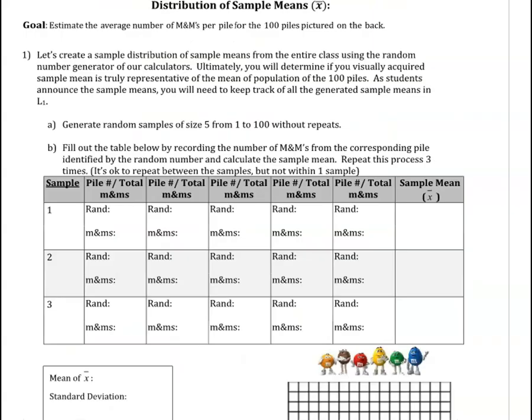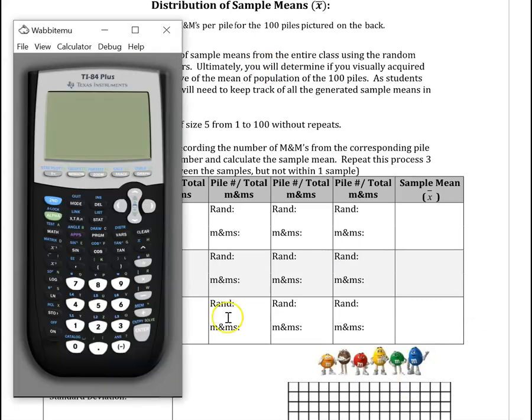So if I go back to my notes here, that's what this is all explaining. Okay, so let's create a sample distribution of sample means from the entire class using our random number generator from our calculators. So ultimately, you will determine if you visually acquired the sample mean is truly representative of the mean of the population of the 100 piles. Okay, so we did this in class with the baseball players, so same idea. At this point you guys are all seated differently, so you would have all gotten different data anyway.